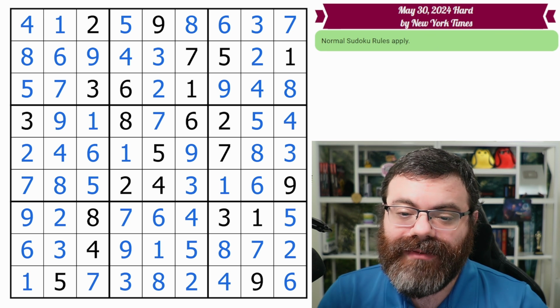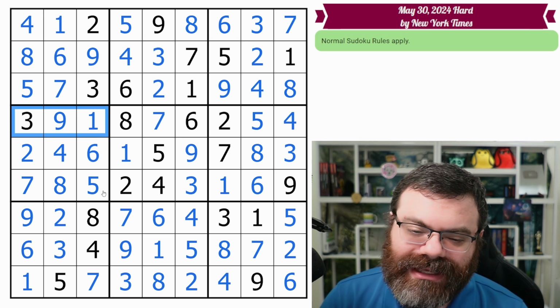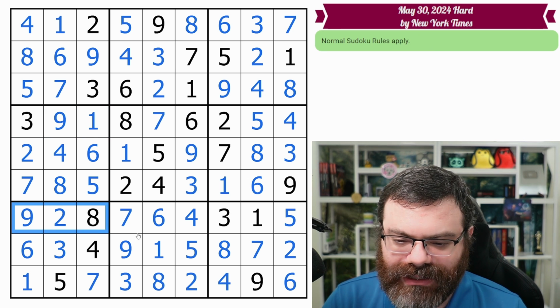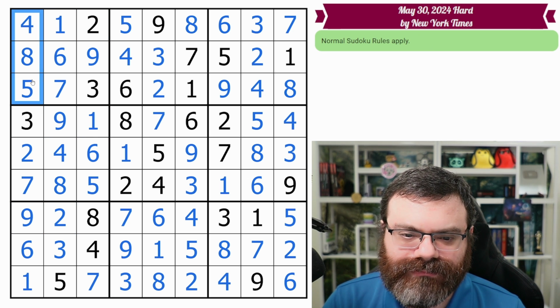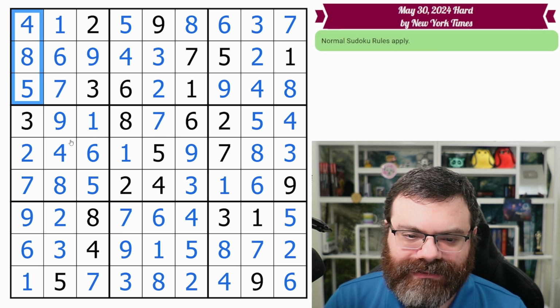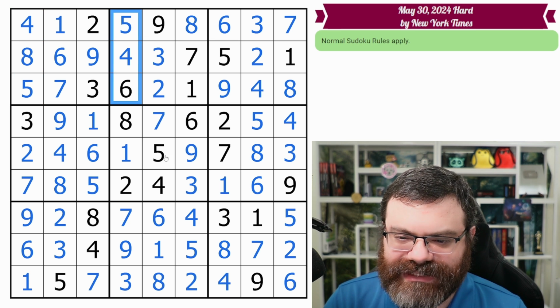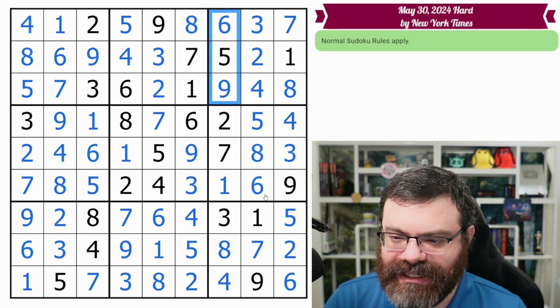You also got to see my explanation of roping, which wasn't... Let's see. Can we find any roping in this puzzle? None of the bands are roped. I'm looking for like 4, 5, 8. Don't have that there. 4, 5, 6. Don't have it there. 5, 6, 9.